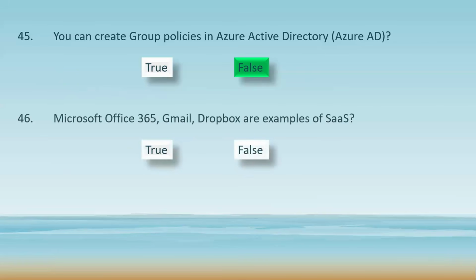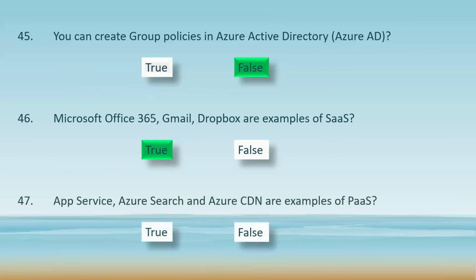Question number 46. Microsoft Office 365, Gmail, Dropbox are examples of SaaS, either true or false. So the statement is true. Moving on to question number 47. App Service, Azure Search, and Azure CDN are examples of PaaS. So the statement is correct, true.